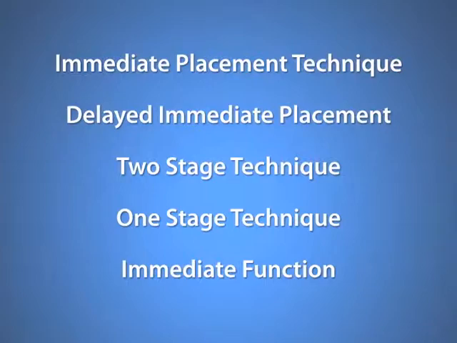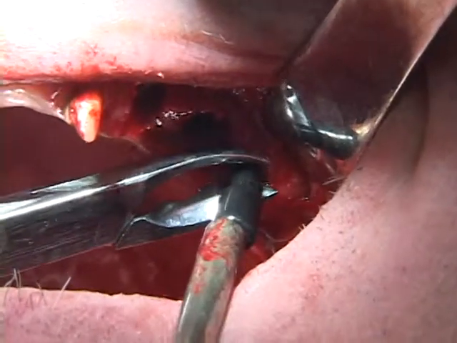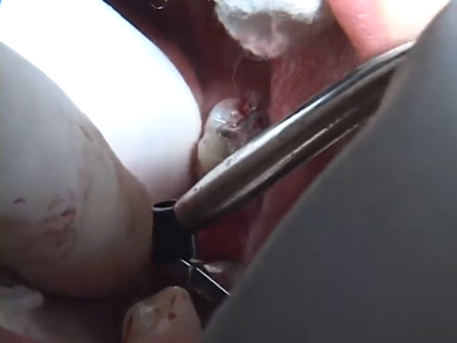Immediate placement refers to an implant being placed on the same day as the tooth's extraction, whereas a delayed immediate placement refers to placing an implant prior to the remodeling of the extracted tooth socket.